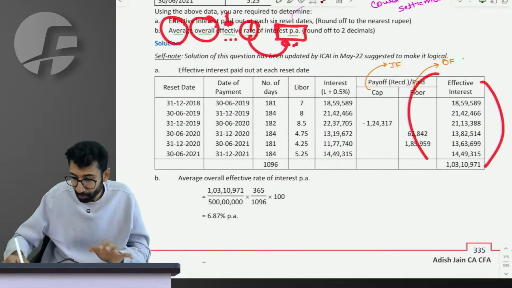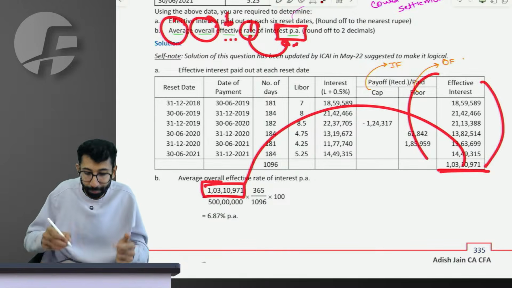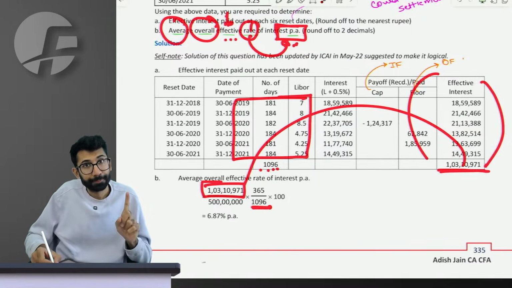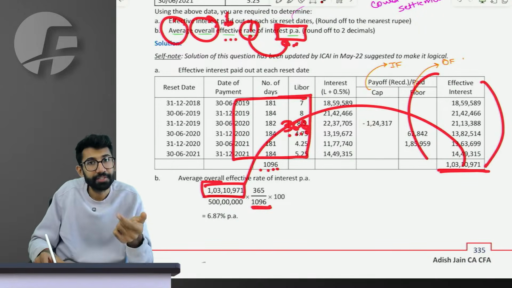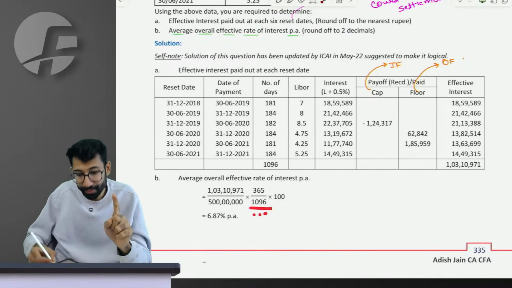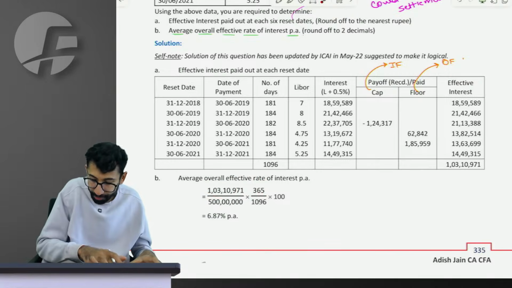Common sense. Total 101391, this is the interest paid. Over what time period? 3 years. Means 1096 days. Total the days, because in one of the years there were 366 days. In a period of 1096 days, I paid this interest. So for a year which is 365 days, how much is the interest?